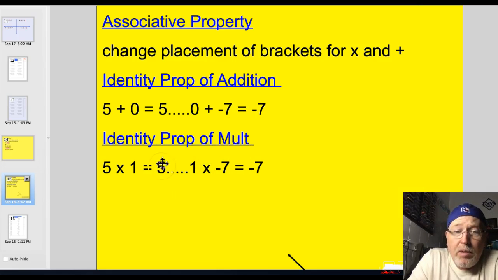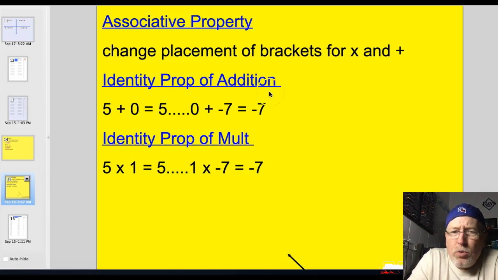There's the identity property of multiplication. That says that when you multiply something by 1, its identity doesn't change. 5 times 1 is 5. 1 times negative 7 is negative 7. The identity doesn't change. So, associative property, identity property of addition: anything you add 0 to, it doesn't change its identity. Identity property of multiplication: anytime you multiply something by 1, its identity doesn't change.